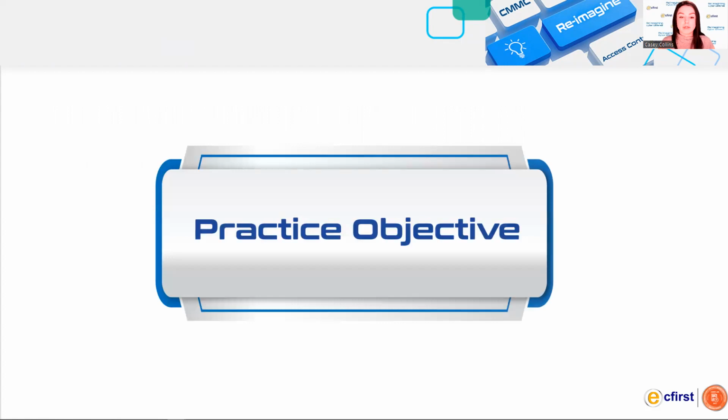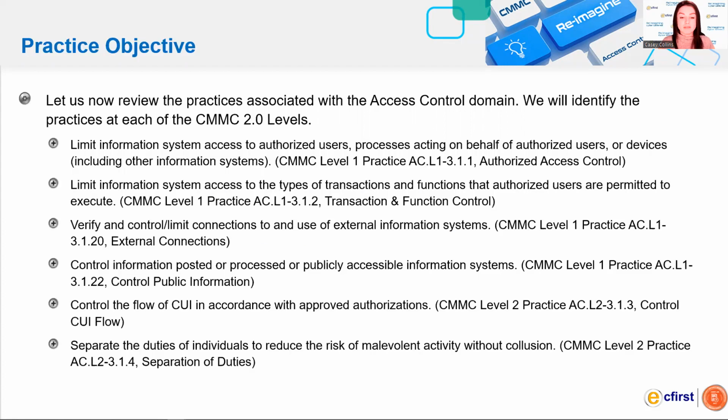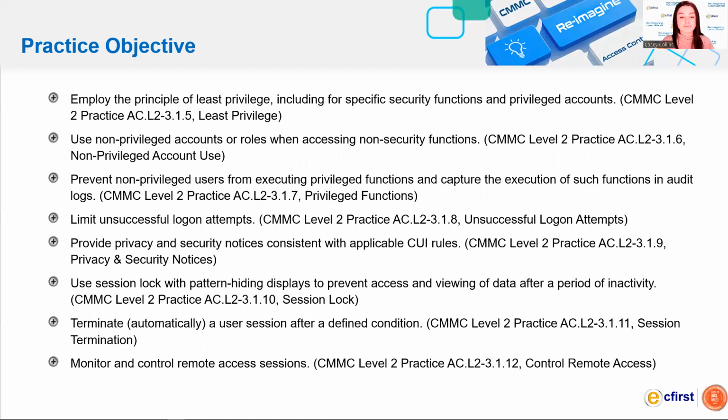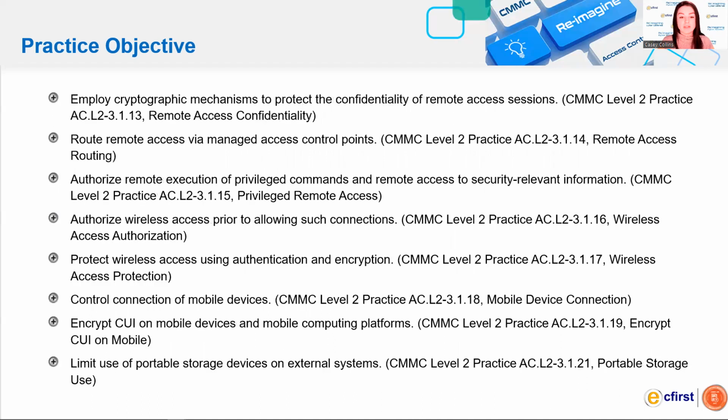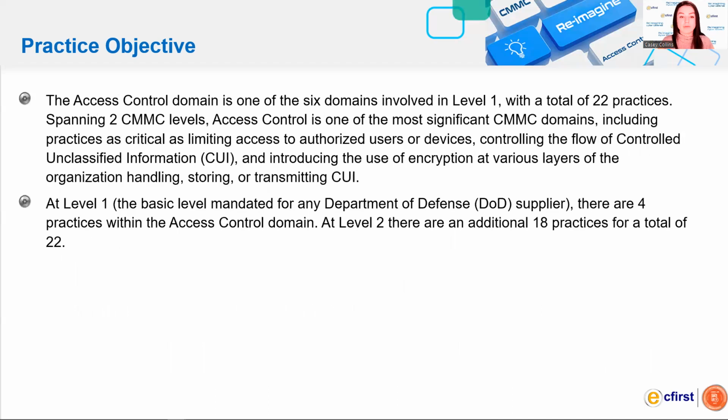So the practice objectives. They're all listed here, but we're going to go through each of them. Just a few: limit information system access to authorized users, processes acting on behalf of authorized users or devices, control the flow of CUI, separation of duties, limit unsuccessful logon attempts, terminate a user session after a defined condition. And again, we're going to go through each one.